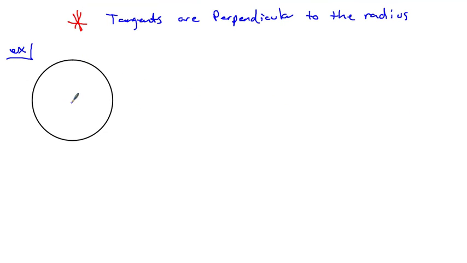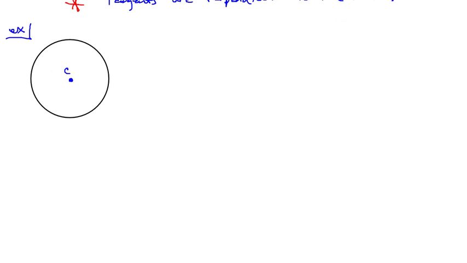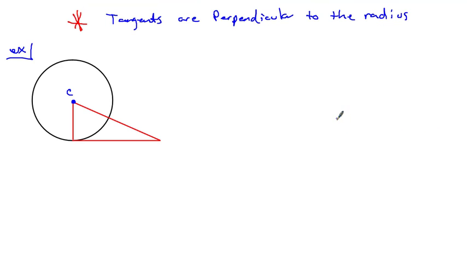So we have an example. We have circle C. And we're going to draw a little picture on it. So there's going to be a radius. That's going to be a tangent. So this is an example of the kind of things we can figure out.